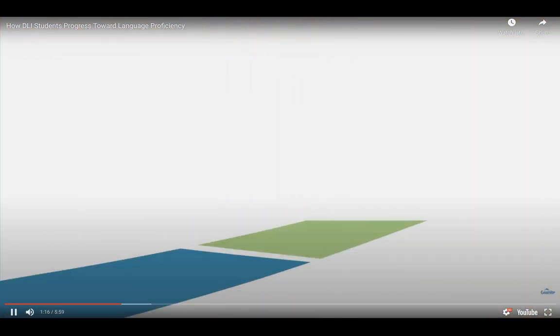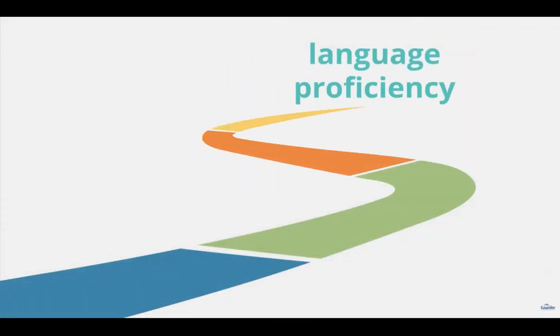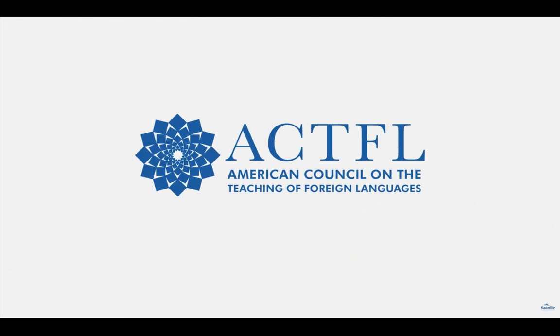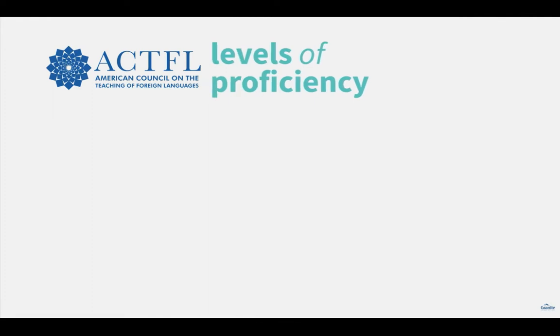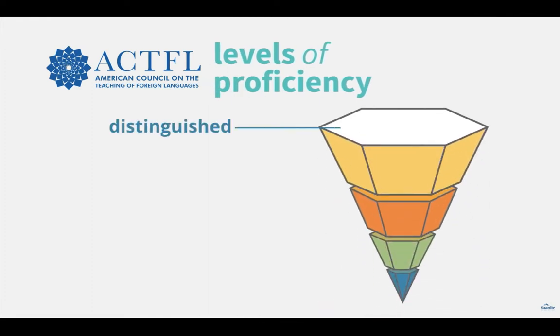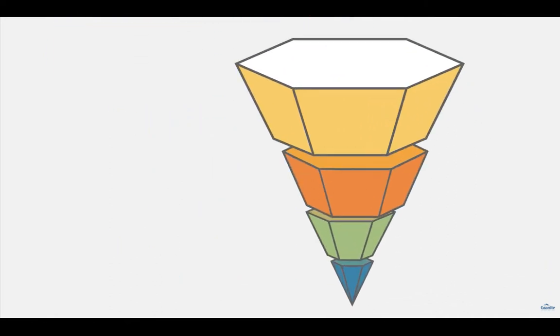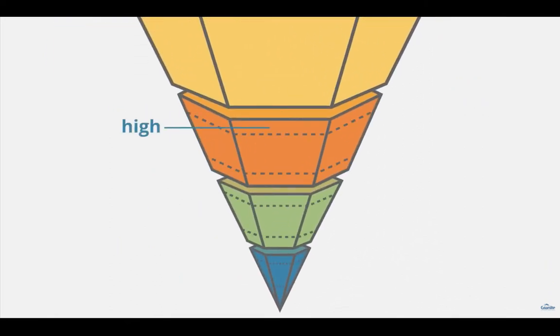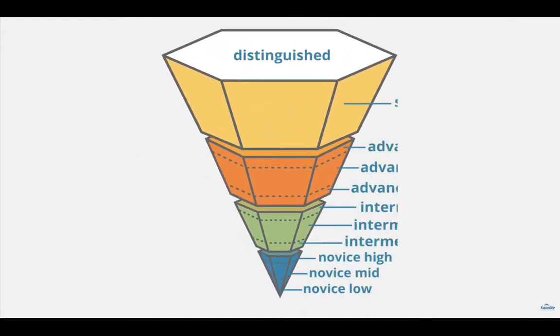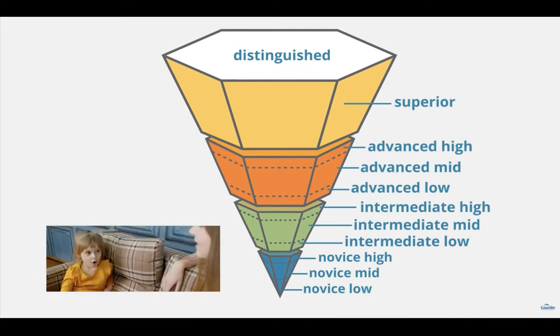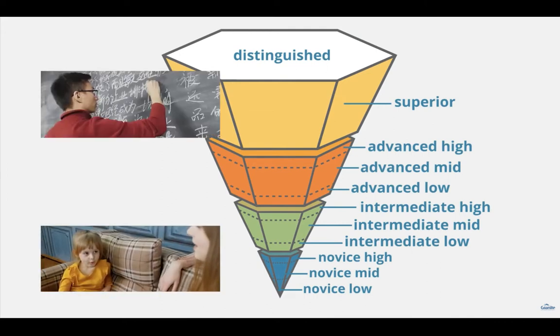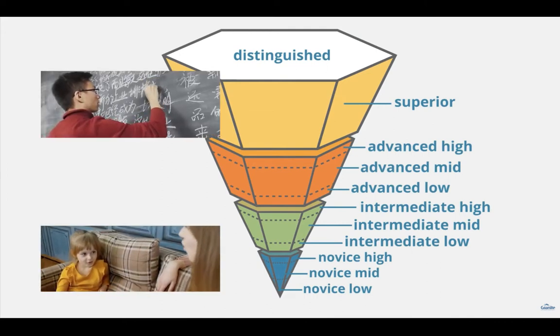With this in mind, let's look at the path of language proficiency. The American Council on the Teaching of Foreign Languages has developed guidelines that describe the major levels of proficiency: distinguished, superior, advanced, intermediate, and novice. Each of the levels is then subdivided into high, mid, and low. Altogether, this scale shows the continuum of language proficiency, from very little or no function to extremely well-versed and articulate.